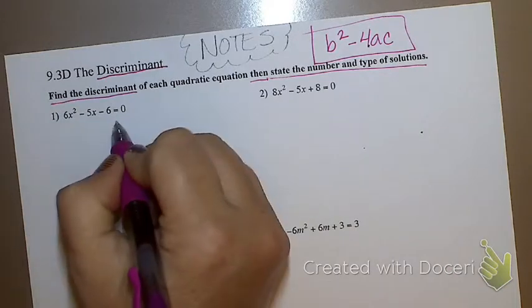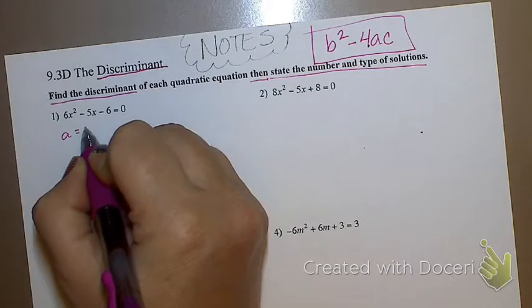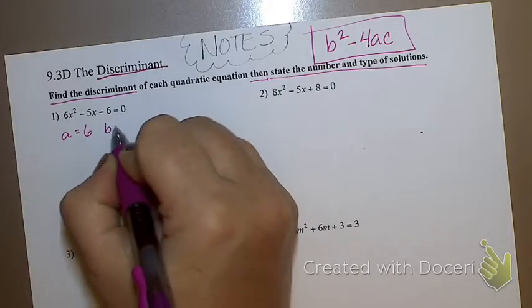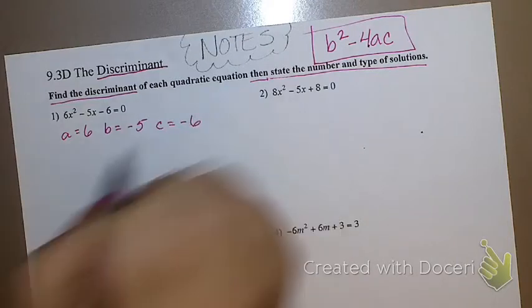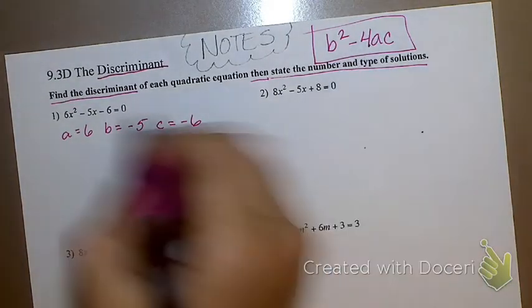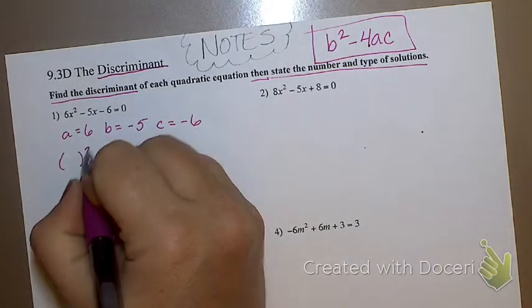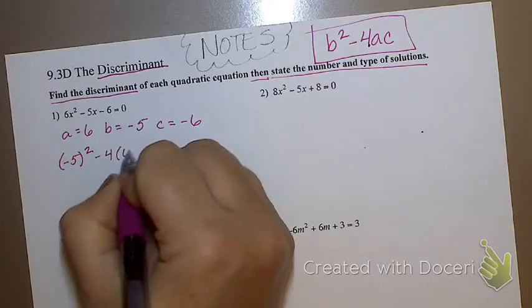Is this in standard form? Okay. So what is a? What is b? And what is c? Okay, so I'm not going to do the whole quadratic formula. I'm just going to do b squared minus 4ac.